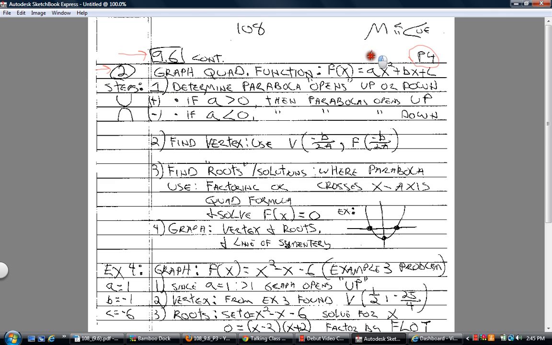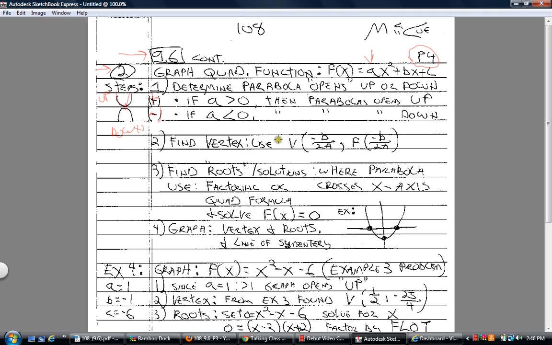Okay, so to start this objective number 2, key point you always remember is look at that a coefficient in front of the x squared term, and if it's a positive, your graph is going to open up. If it's a negative, the graph opens down. Okay, so what's that mean? The vertex here is at max, the vertex in this guy is the min. Okay, and you know that.